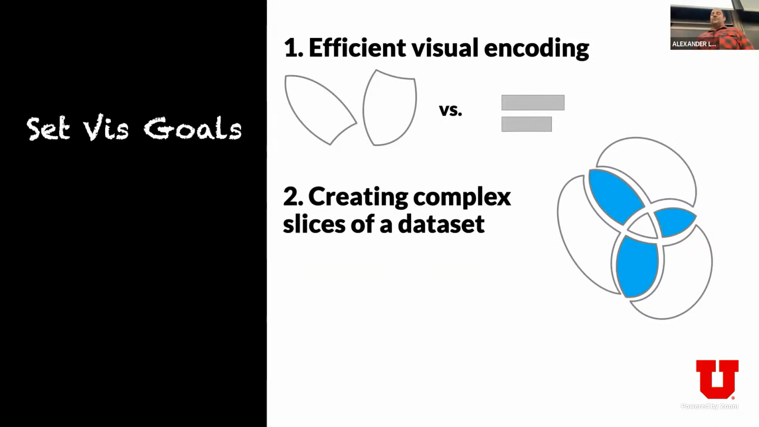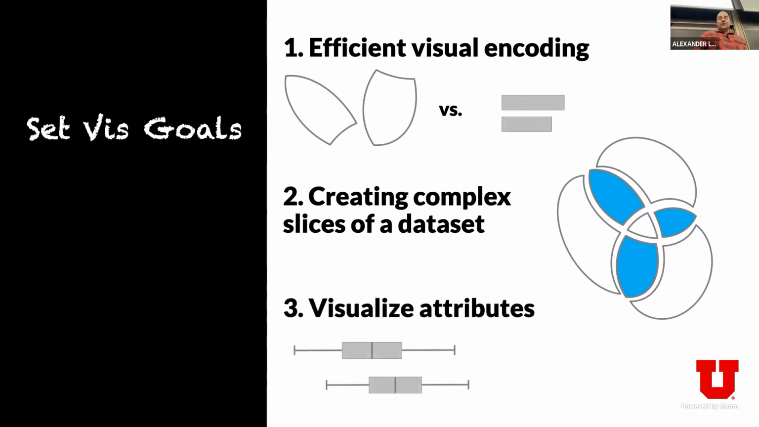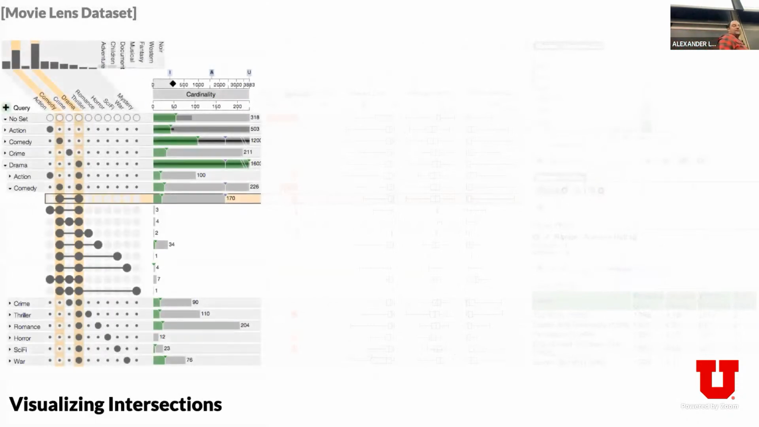So for example, what if I wanted to get a summary of all of the 2 set intersections, right? But not the 1 set or the 3 set ones. And how can we visualize attributes efficiently? And so the example I'm going to be using is movie genres here. And so we have in the columns here action movies, comedy, crime, drama, thriller, romance, horror, sci-fi, war, mystery, and some others. And you can pick them. And then you see the size of this intersection here.